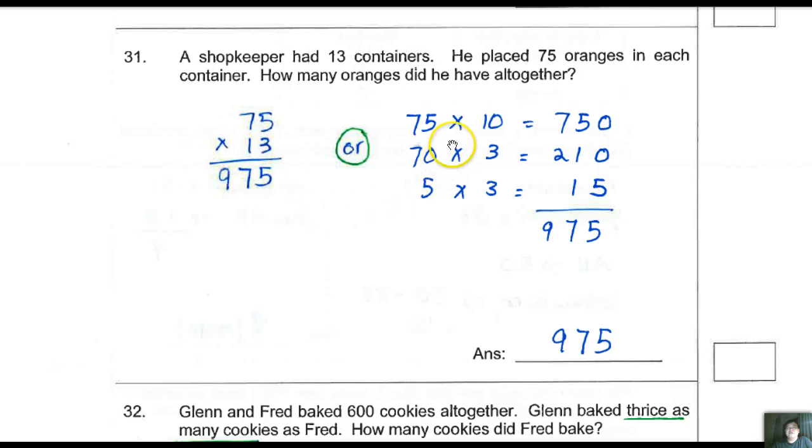And this is what I did to break them to make it easier, just in case you do not know this method. You get it done this way. 75 times 10, and 75 times 3. Now 75 times 3, I can break it further into 70 times 3, and 5 times 3. So 70 times 3, 5 times 3, I add them together, it is still 975.